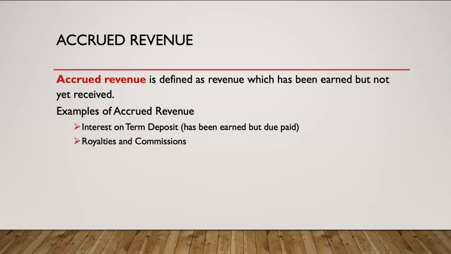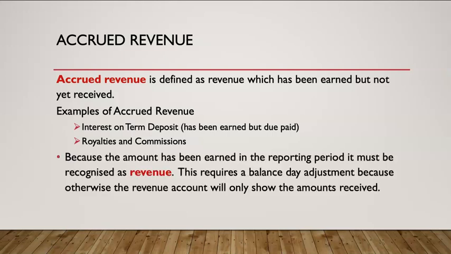The other one is royalties and commissions. This is what some businesses will operate, where they will earn royalties or commissions for every sale that they make. For example, a real estate agent business might earn, for example, 2% of the sale price of a house. And once they make that sale, they have in fact earned it, even though it might take them a long time to actually receive that money.